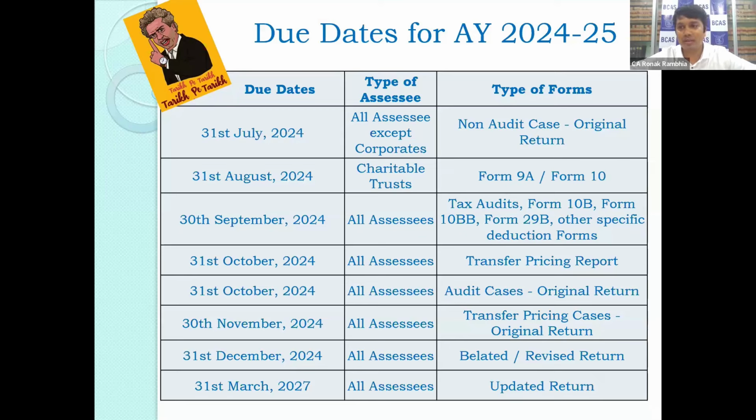Once the original returns have been filed, one can file a revised return for the said assessment year 24-25 by 31st December 2024. Or if you've not filed the original return, you can still file a belated return by 31st December 2024, that is 9 months from the end of the assessment year. If you still have not filed the income tax return by 31st December, there is now the updated return. For assessment year 24-25, you can file the income tax return by 31st March 2027.